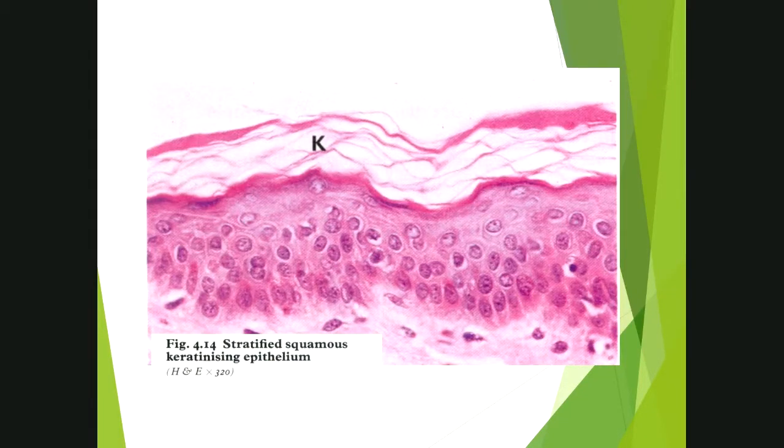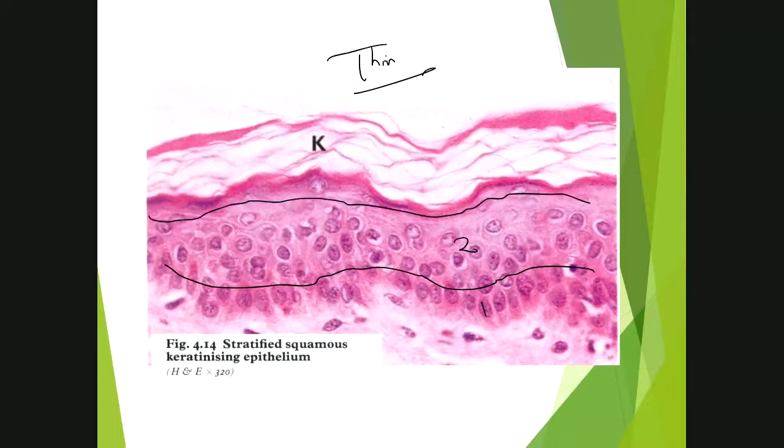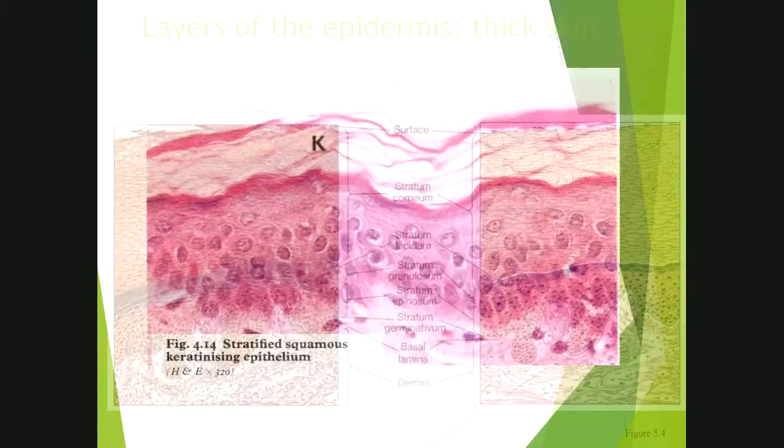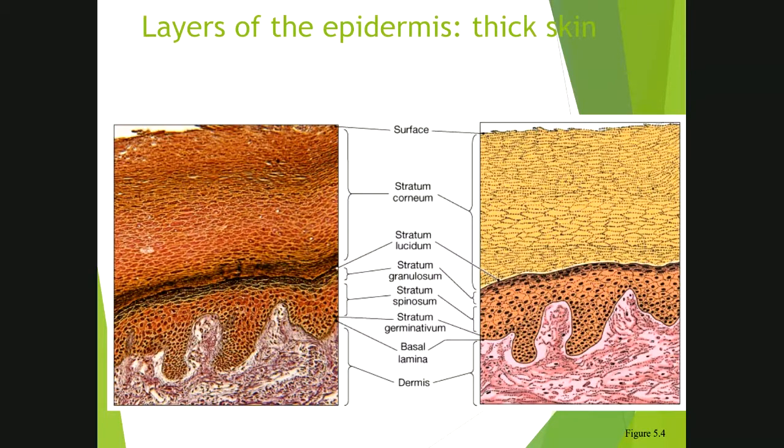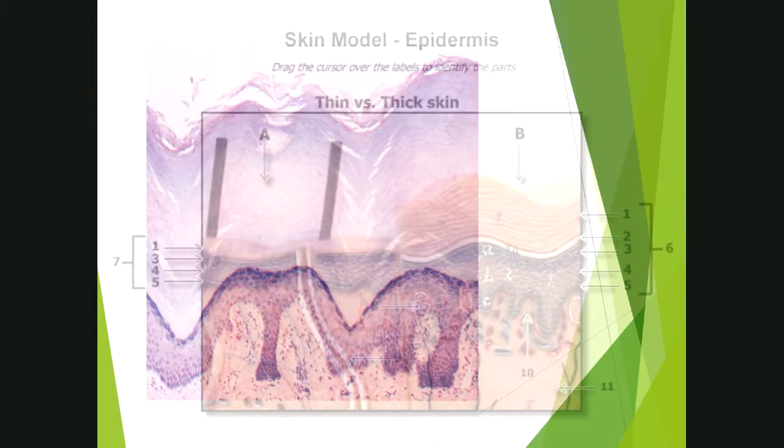So this is thin. And everybody see if you can pick out the layers. So I'm going to draw a little line right here, because that's one layer. And then there, I'm going to draw a line right there, because that's the second layer. And then I'm going to draw a line right here, because that's the third. And then here's the fourth. Same thing if we go to thick. Here's the thick. So if we draw a little line right here, that's 1. And there's 2. And then here's 3. And then here is 4. And then there's 5. So thick skin.